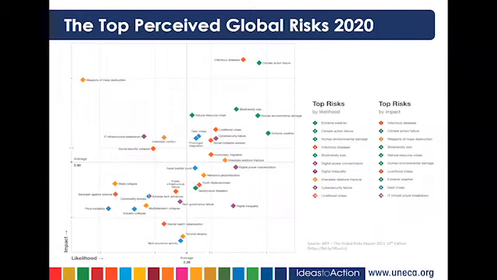In this session, we're looking at the top perceived global risk from the study that was done in 2020. The source of the study is WEF. This section outlined the risk in two ways. It looked at risk by likelihood and risk by impact. Risk by likelihood is the chance or probability of the identified risk to occur. And risk by impact is the potential losses associated with the identified risk.